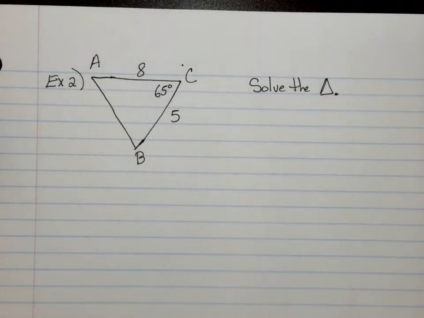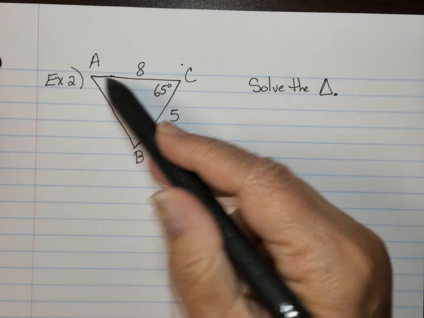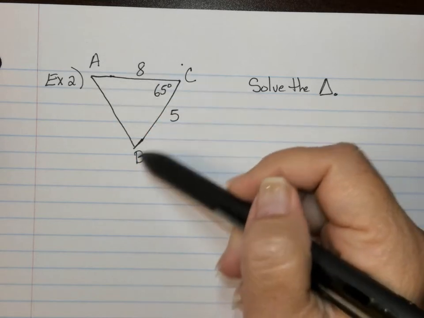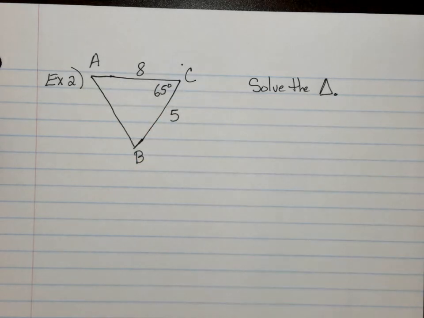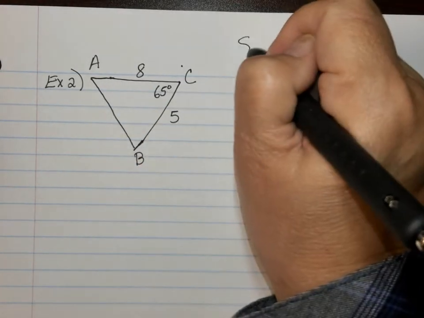We've got a triangle here, so draw a triangle ABC. We know that the measure of angle C is 65 degrees, and we know side AC is 8 and side BC is 5. We need to solve the triangle. Notice that the information that we have here is side, angle, side.